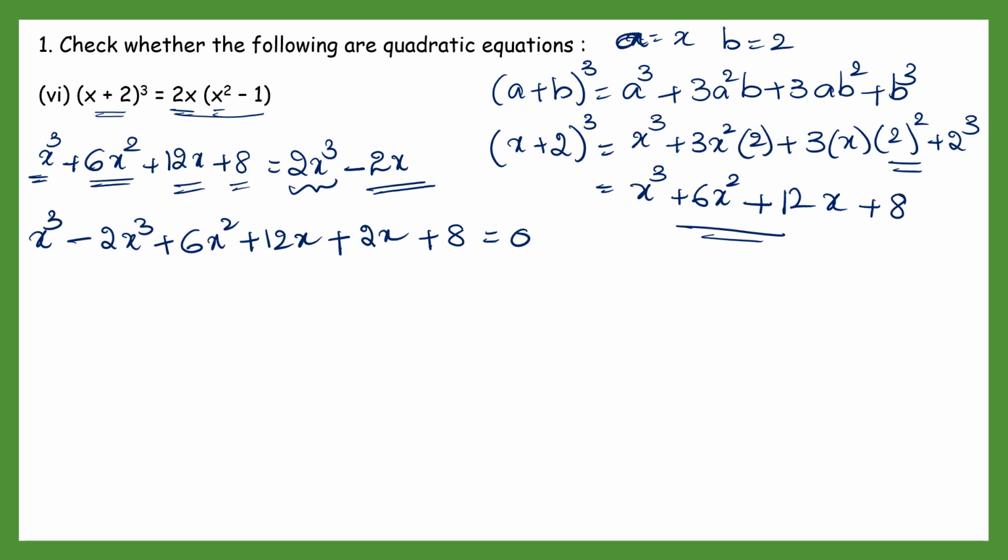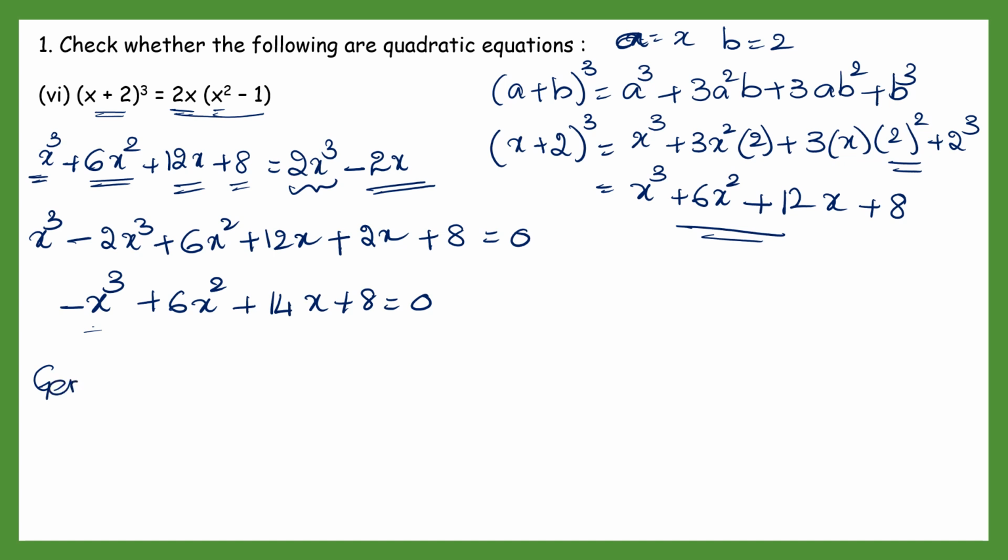So x cube minus 2x cube will get minus x cube plus 6x square, 12x plus 2x is 14x plus 8 is equal to 0. So directly you can tell the degree of this equation. Degree is the highest power of the variable. Here the variable is x, and the highest power is 3. That means it is a cubic equation, so it is not a quadratic equation. So based on degree you can tell it that way.